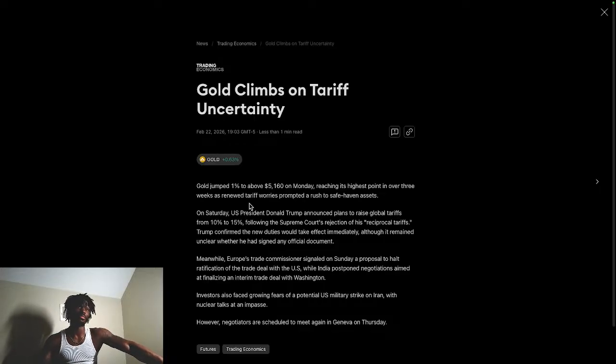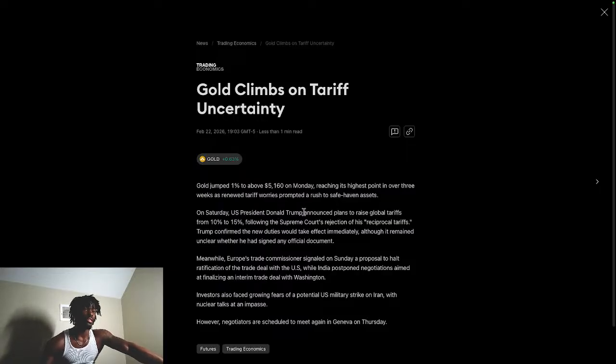That's why a lot of times if he says something, the market will have a move, and it comes back. But if it's actually confirmed, Trump confirmed the new duties would take effect immediately, although it remained unclear whether he had signed any official document. If he didn't sign an official document, that means it's not official. So I'm not going to say that, because all of these are very, very key words.